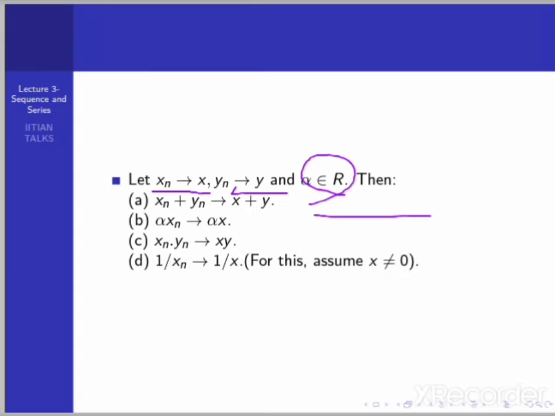And the last property says that 1/xn converges to 1/x. Why is it true? Why are we considering 1/xn?